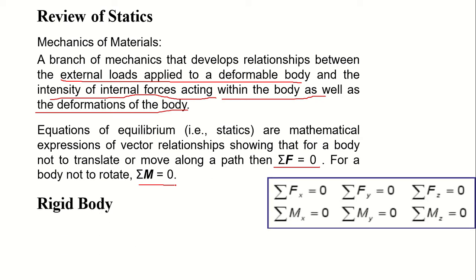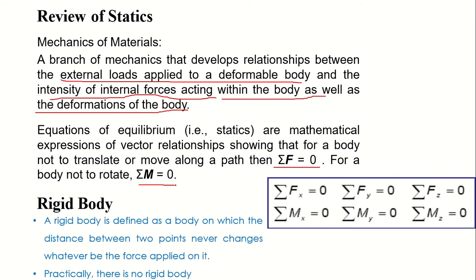So what is a rigid body? A rigid body is defined as a body in which the distance between two points never changes, whatever the force applied on it. But practically, it is absolutely not possible to identify any rigid body.